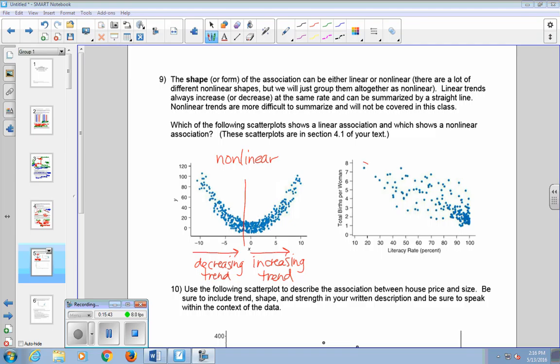On the right is a linear trend. This is the linear one. As we go left to right, what we see is that it continues to decrease. So it's decreasing from left to right. And the amount of decrease, or the way that it's decreasing, doesn't change.